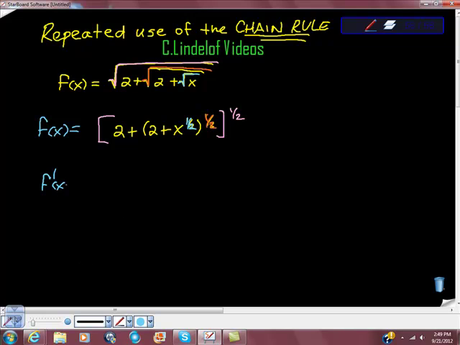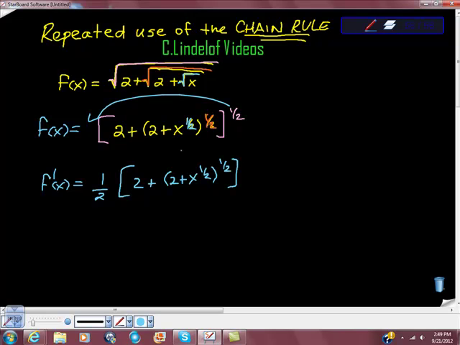So f prime of x is equal to, I'm going to bring this forward. I'm just going to use the power rule here. 1/2 times 2 plus x to the 1/2 to the 1/2. I'm going to decrement the exponent by 1, so this is minus 1/2, which gives the negative 1/2 power, right? Now what I have to do is multiply by the derivatives of the inside.